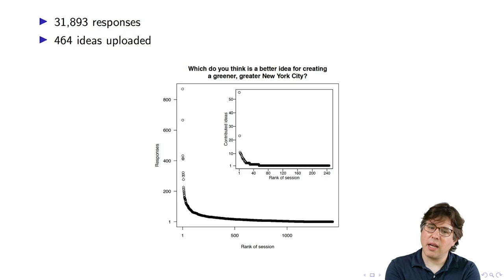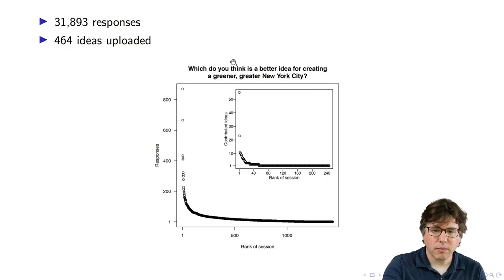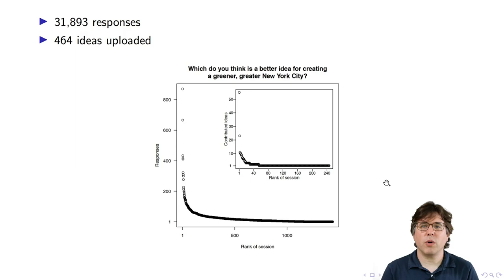And this little inset here shows the number of new ideas uploaded per session. Again, we see this same kind of fat head and long tail. A small number of people uploaded a large number of ideas, and a large number of people uploaded a small number of ideas. We wanted to create a system that was greedy, and this is exactly what we see in the data.